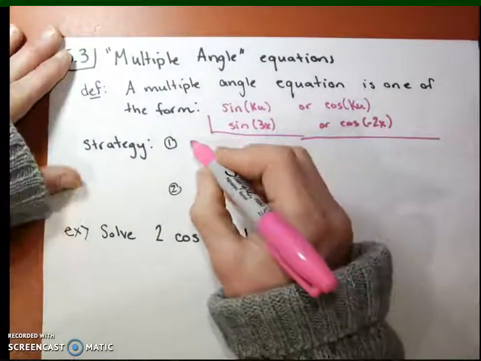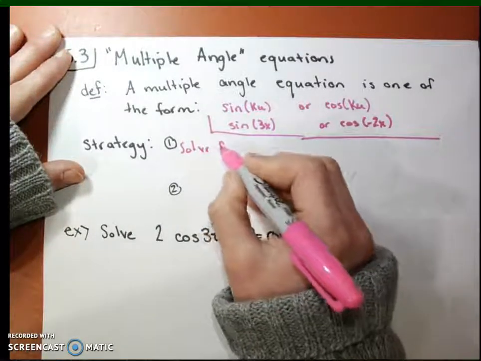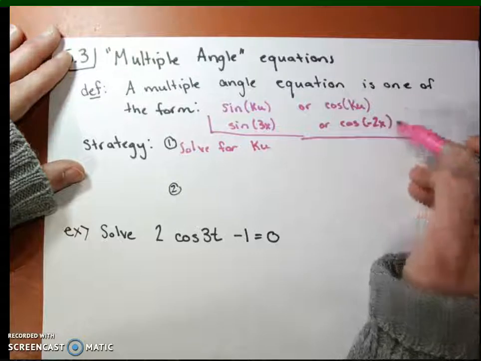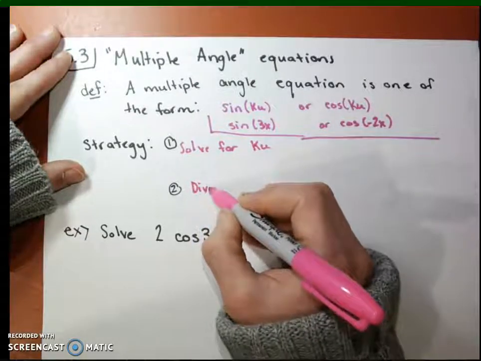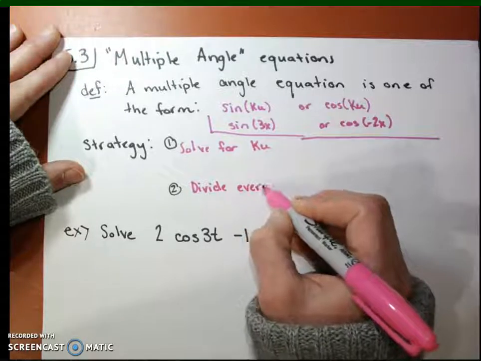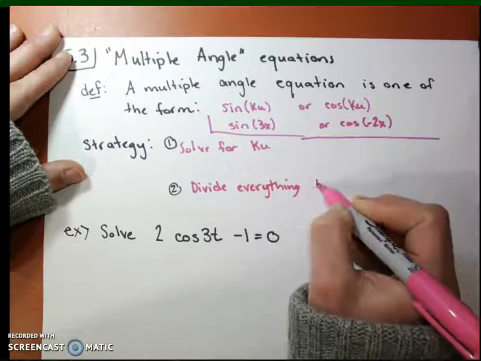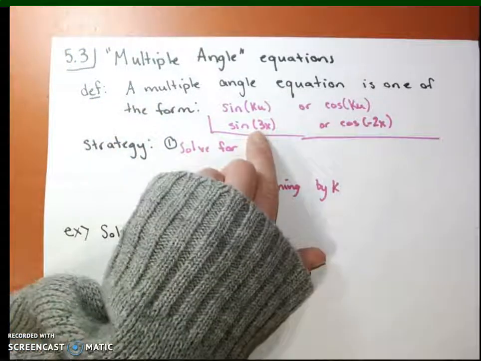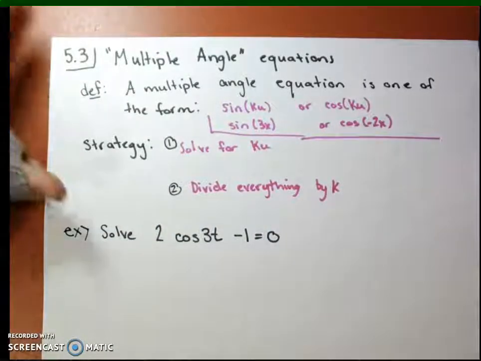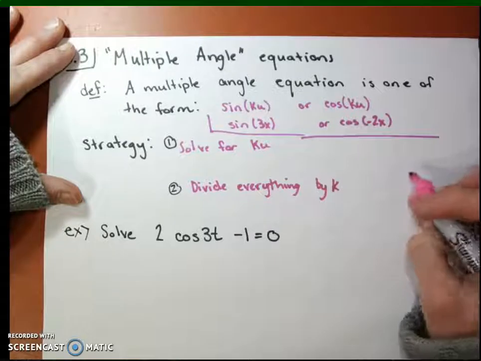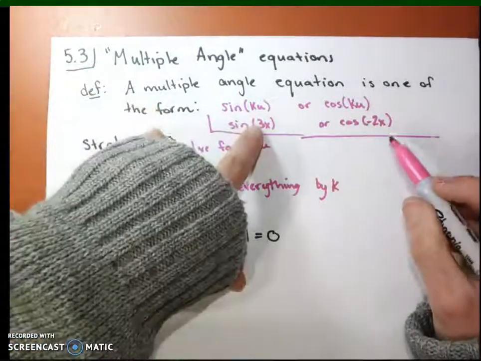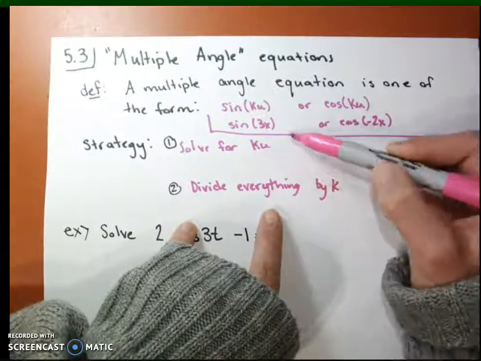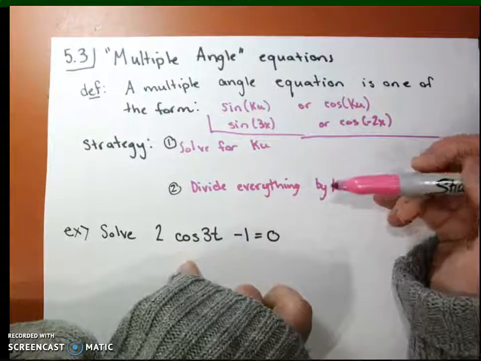So our strategy is to first solve for k times u. So first solve for the 3x, or first solve for the negative 2x. And then divide everything by k. So really, just one more step. At the end, we divide by whatever this constant was that was multiplying x. Now, the reason that we have to do this is because we're sort of treating 3x as our variable the whole way through if that's what we solve for. And so if I want to actually get at x, then I need to divide by 3.